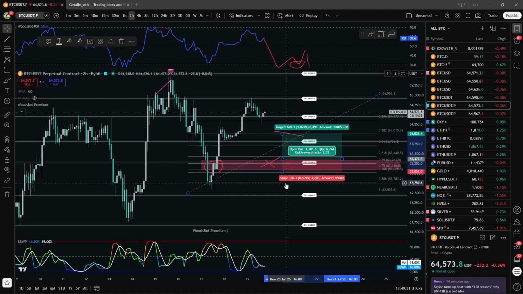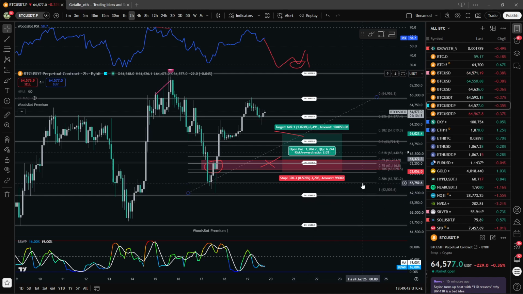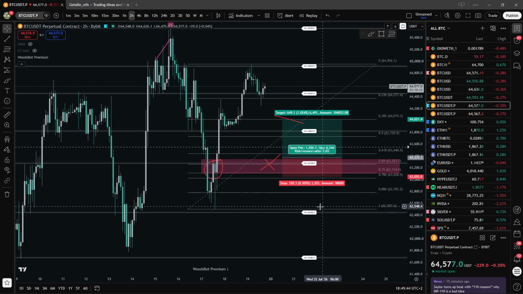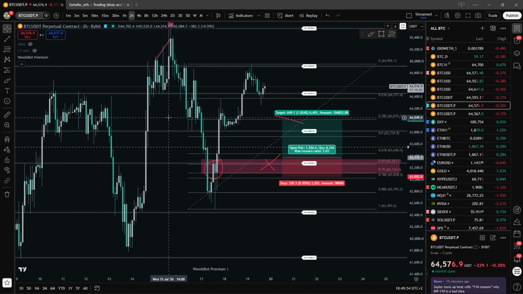So this would be my area of interest for a potential Bitcoin long scalp, but again, only if there is bullish divergence. If there's no bullish divergence, I'm not going to be entering this trade, okay? But other than that, all triggers would align, you know. I just need to have bullish divergence on this. So yeah, this is what I'm going to be looking for longs.